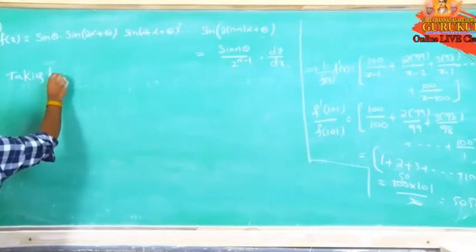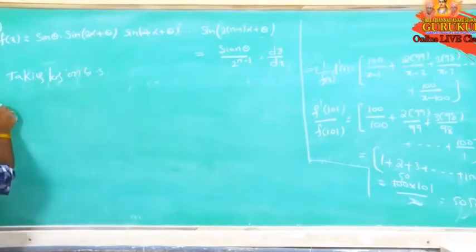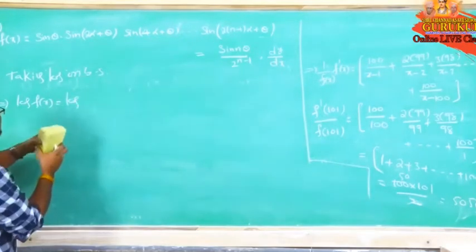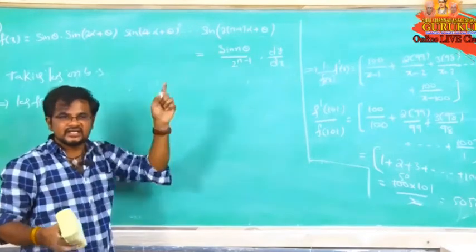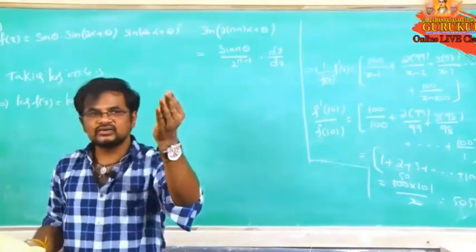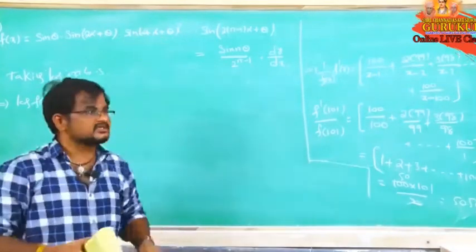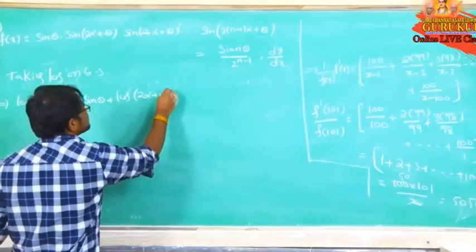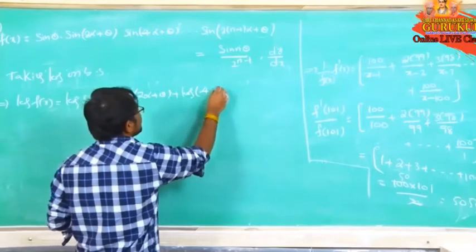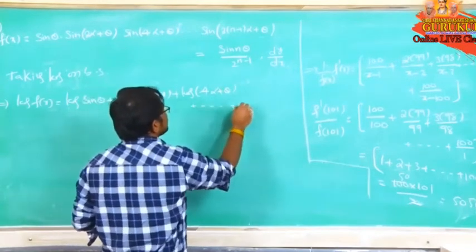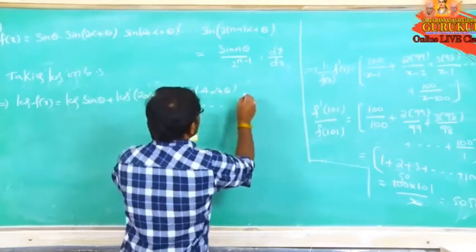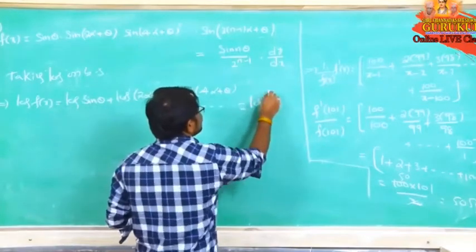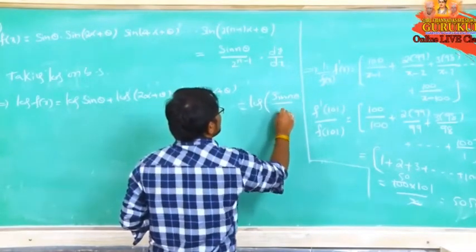Taking log on both the sides. That implies log of f of x equal to log of a into b into c, etc. Shall I write directly? Log of x1, x2, etc. xn. How to write? Log x1 plus log x2 plus etc. log xn. So log of sin theta plus log of 2 alpha plus theta plus log of 4 alpha plus theta plus etc. up to n terms. So here log of sin n theta divided by 2 to the power of n, right side.